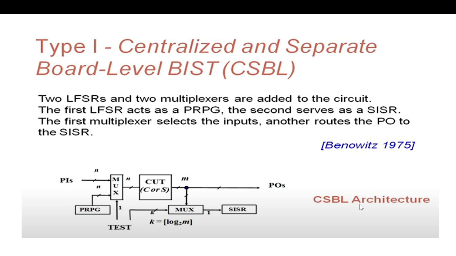In type 1, we have the centralized and separate board level BIST, which we call CSBL. It has two LFSRs and two multiplexers added to the circuit. You can see we have one LFSR here and another LFSR here. The first LFSR acts as a pseudo random pattern generator. PRPG stands for pseudo random pattern generator.